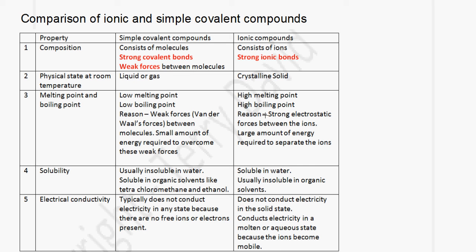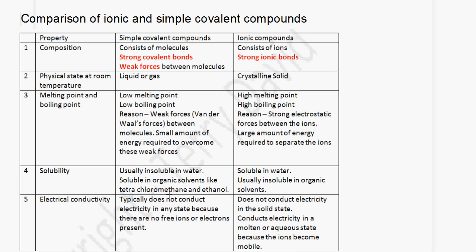In the case of ionic compounds, they have high melting points and high boiling points. The reason for this is the strong electrostatic forces between the ions. We have strong electrostatic forces between the ions, and a large amount of energy is required to separate these ions. And this is why ionic compounds have high melting and high boiling points.